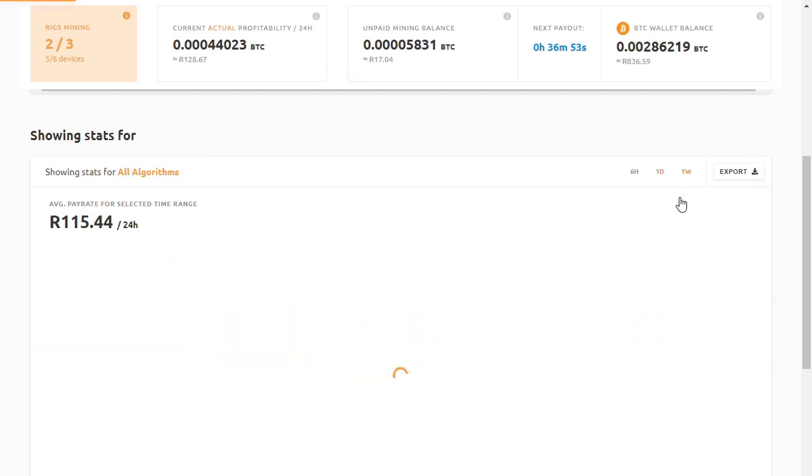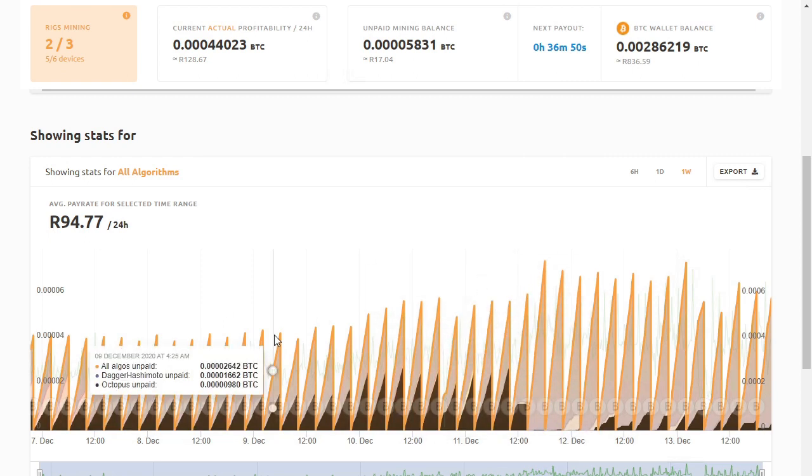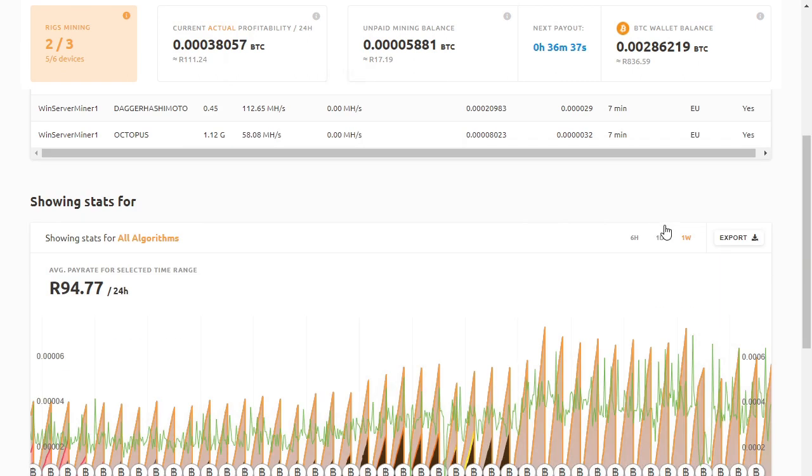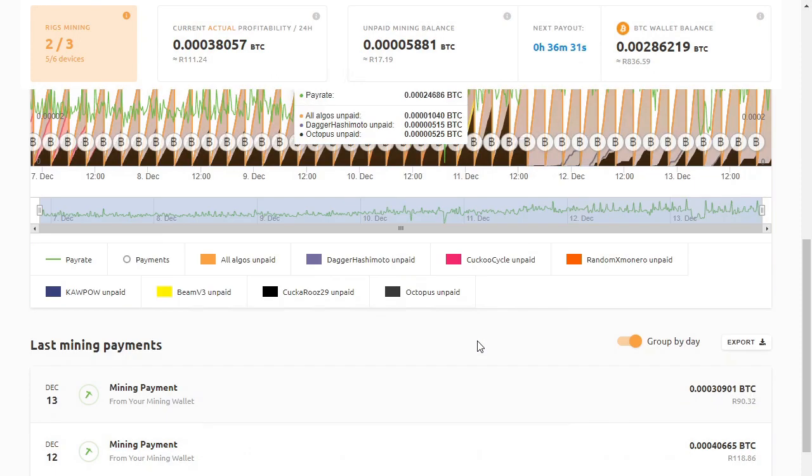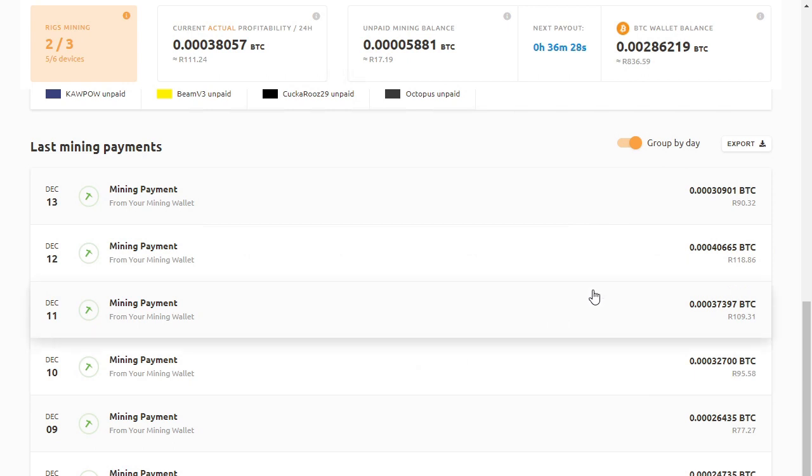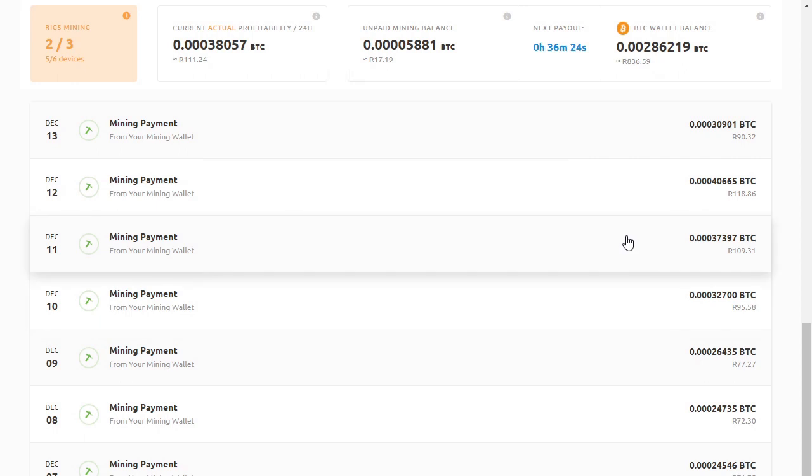Let's just take a look at our profits per day. For the mining profits for the last week, we're looking at 94.77 per day. If you go further down, we'll see that our profits have been increasing up to 100 Rand, 118 Rand.